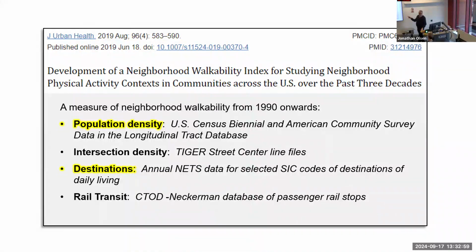Rail transit, all right, we kind of oversold that. If we put a ton of effort into it, we can do it for 1990, but doing it for every year is probably more effort than we could realistically do for the entire United States. But we can do population density and destinations of daily living and create an index out of that that is a measure of walkability that connects back to these urban design ideas. So realistically, if I want to measure anywhere in America every year since 1990, I can do it for these two metrics and create an index.